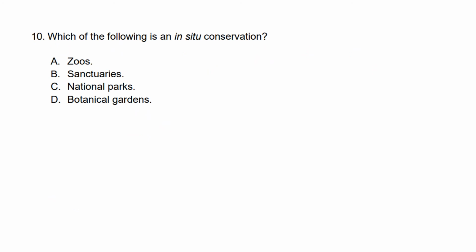Question 10. Which of the following is an in situ conservation? So first you will need to understand the definition for in situ conservation. Basically, in situ conservation involves protecting and preserving wildlife or threatened or endangered species in its natural habitat or in its natural environment. Okay, so the answer A is totally not correct because zoos are man-made. Okay, if we look at the choice for D, it is also not correct for botanical gardens because they are man-made also. Okay, you preserve plant species in these botanical gardens. Okay, so D is not correct.